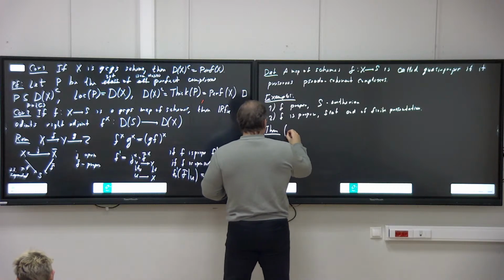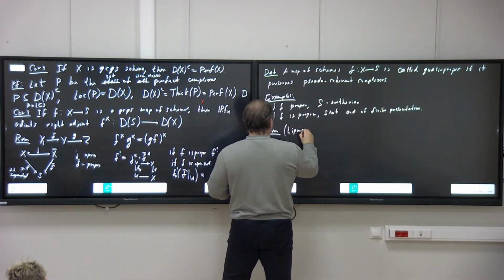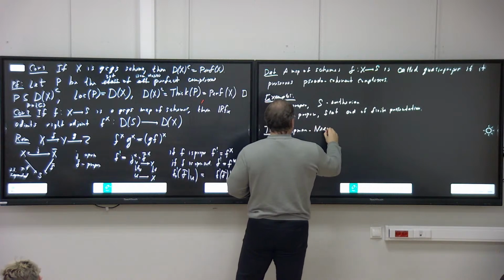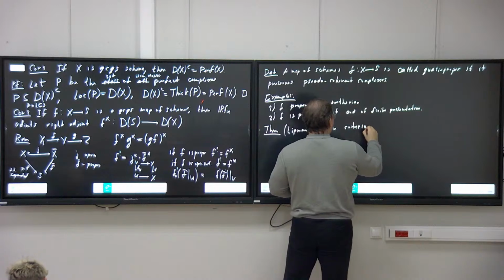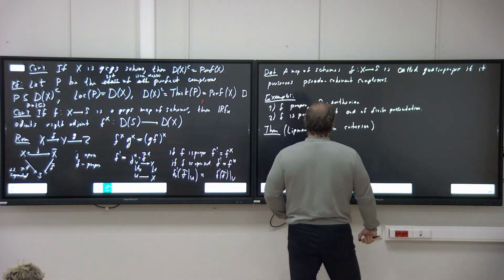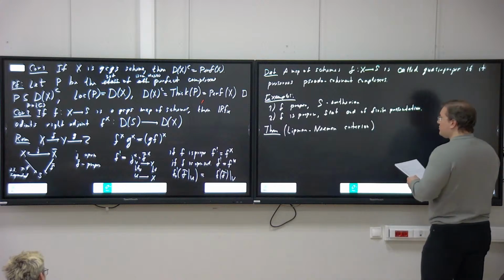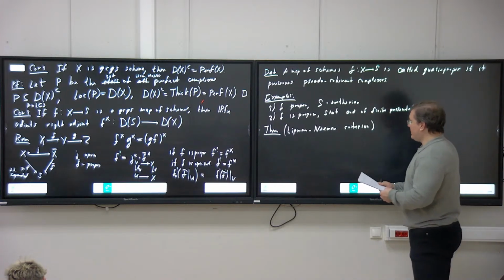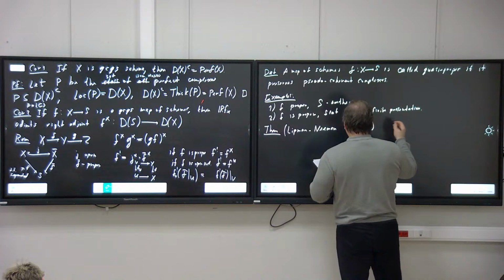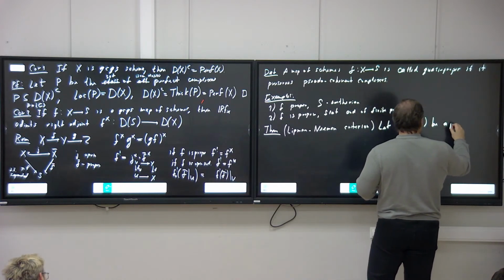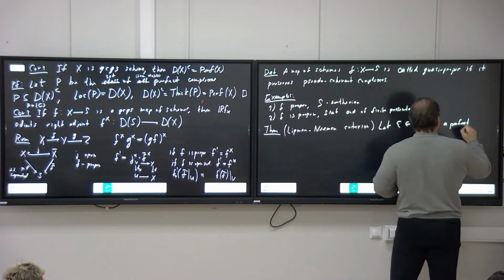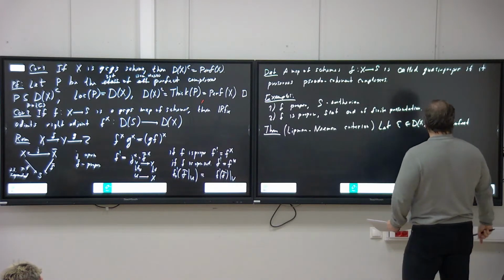Okay, so a theorem by Lipman and Neeman. This is the Lipman–Neeman criterion. I wasn't going to prove this theorem anyway. It's really complicated. It requires some additional techniques, which are called approximations in triangulated categories. It is a criterion of quasi-properness and says the following. Let E in the derived category of X be a perfect generator, which we constructed by the theorem that I just proved.